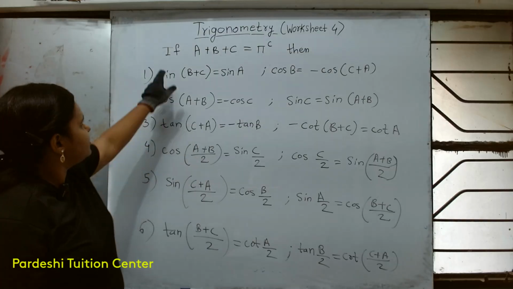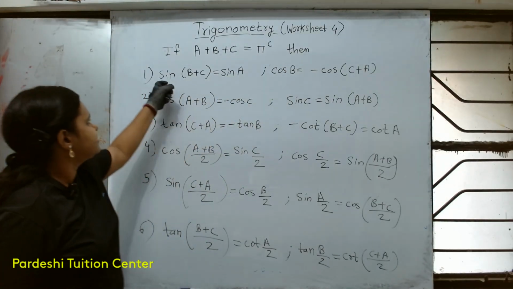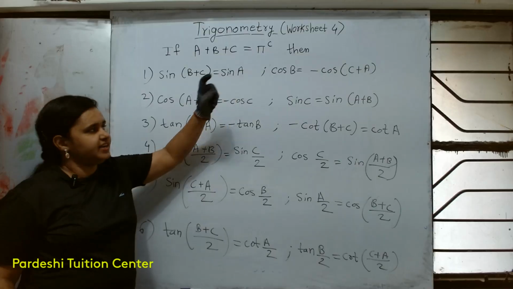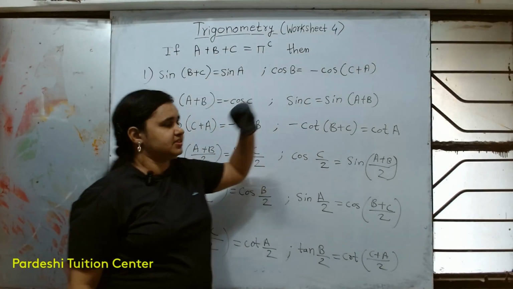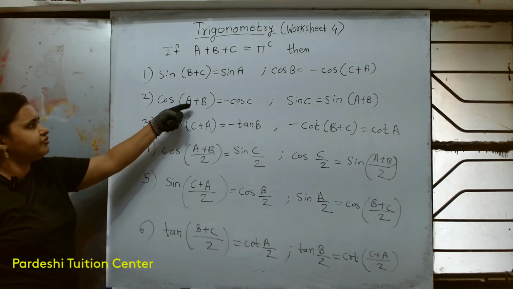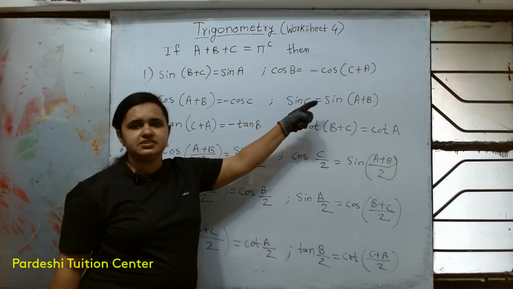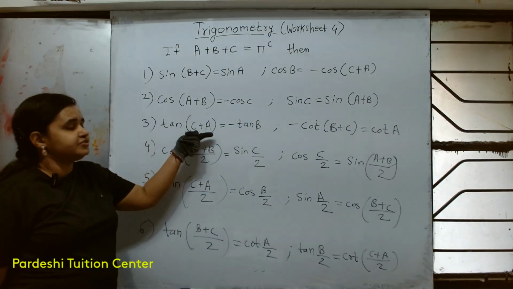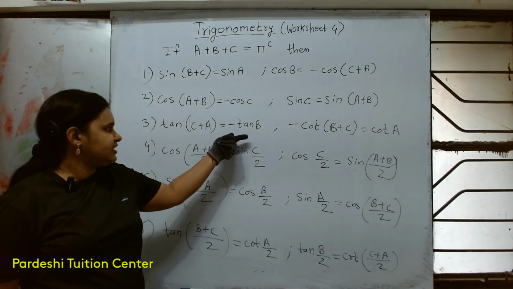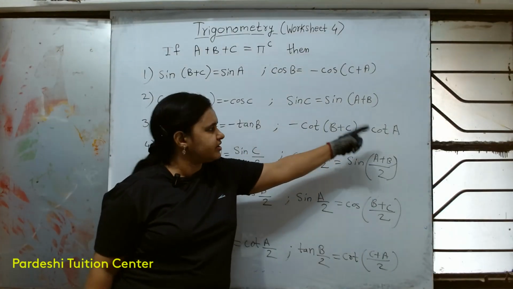Now if A plus B plus C equals pi radians, then sin of (B plus C) equals sin A. Other formula is cos B equals minus cos of (C plus A). Second one is cos of (A plus B) equals minus cos C. Other one is sin C equals sin of (A plus B). Now third one is tan of (C plus A) equals minus tan B. Other one is minus cot (B plus C) equals cot A.